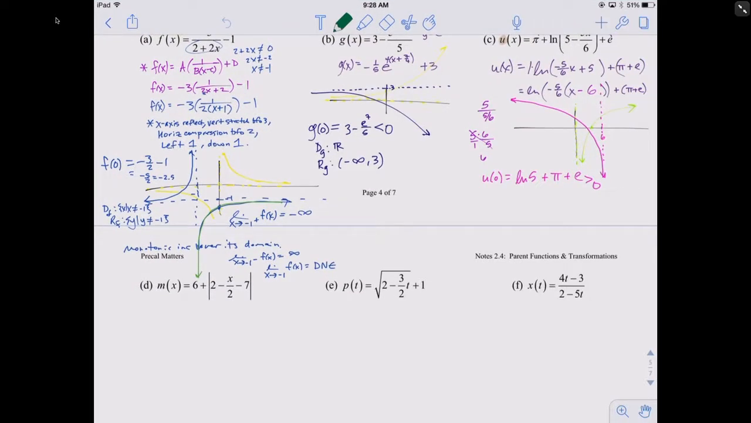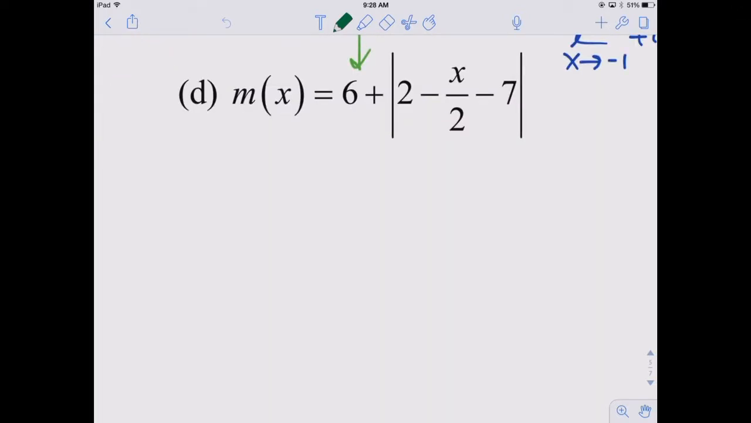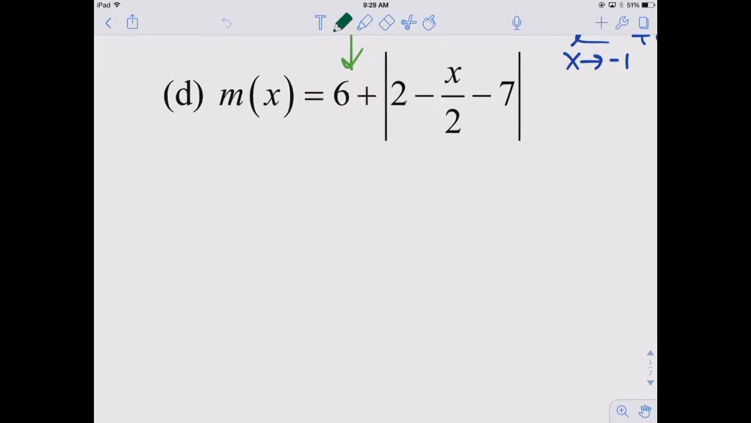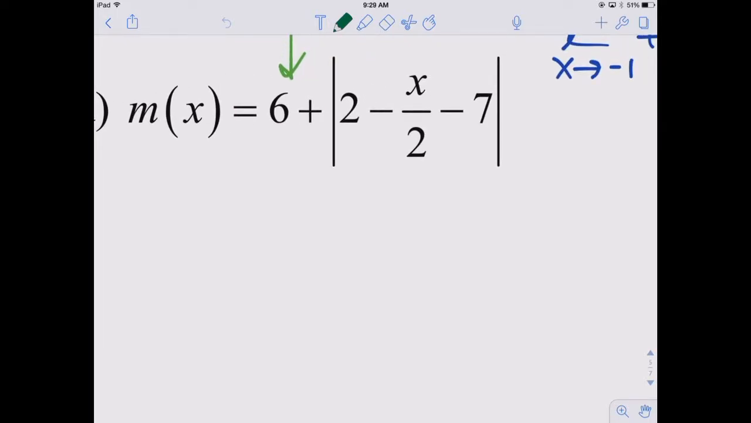2.4 Part D. We're sketching transformations. All right, so again, what's the first step when you're trying to sketch a transformation of a parent function? The formula. Put it in standard transformation form. Yeah, I would say even before that, it's probably helpful to identify who the mother function is, right? Who's the mother function here? The absolute value of x.